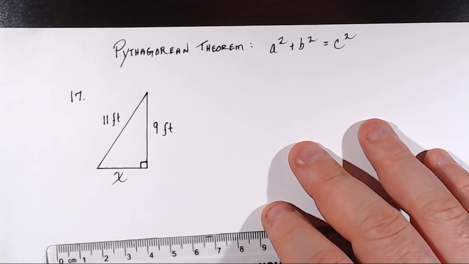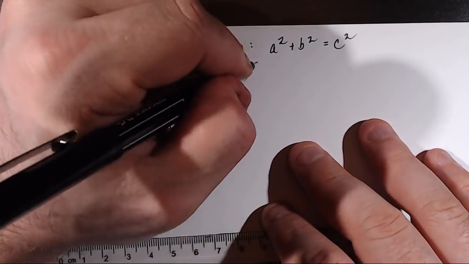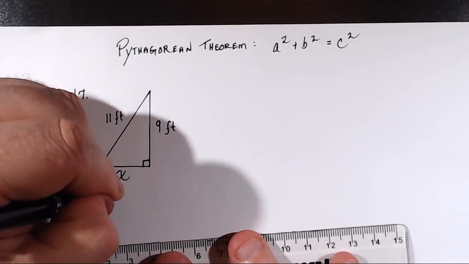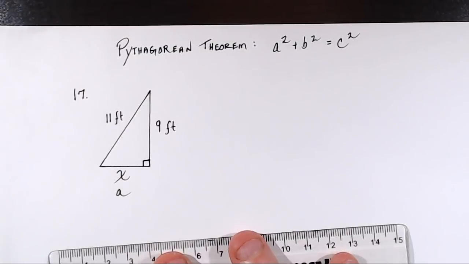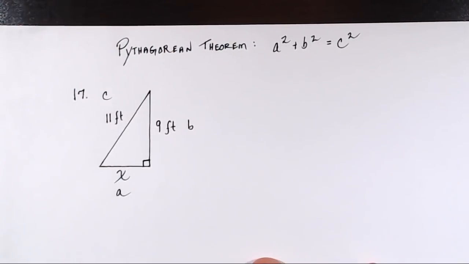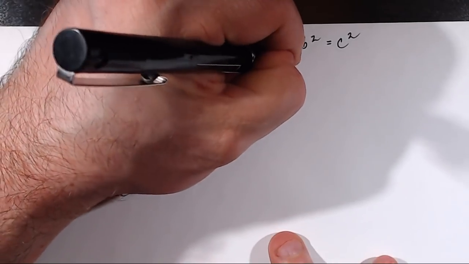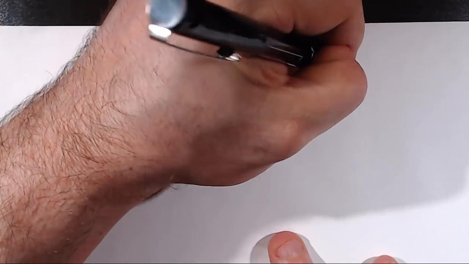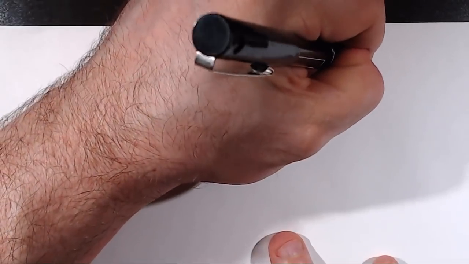Getting back into that, looking into all that weird stuff from Pythagoras. And then if I wanted to find one of these missing sides, I would just solve for that. So let's label our sides. Let's label x as A, and 9 as B, and 11 as C. And just plug in now. So I've got x squared plus 9 squared equals 11 squared.